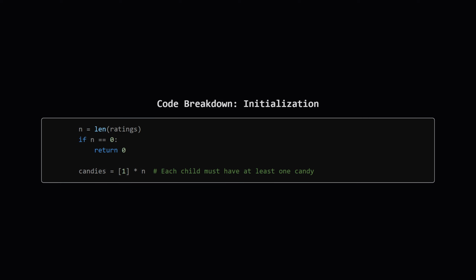First up, we get the number of children, let's call it N, from the length of the input ratings list. If there are no children, we just return 0 candies. Then, this is important, we create a new list, let's call it candies, that's the same size as the number of children. And we fill it with ones. This immediately satisfies that first rule. Every child gets at least 1 candy.